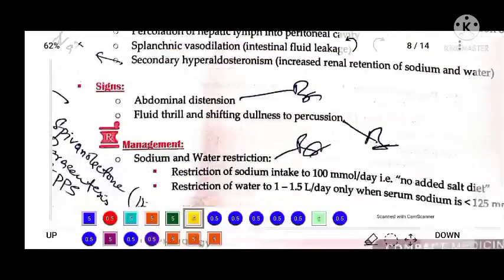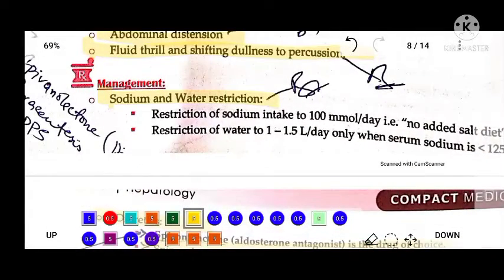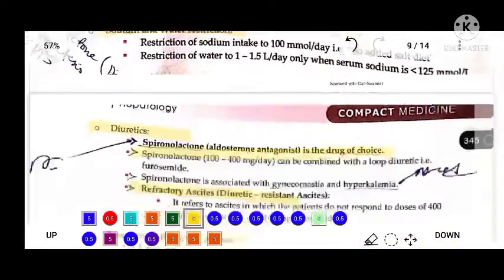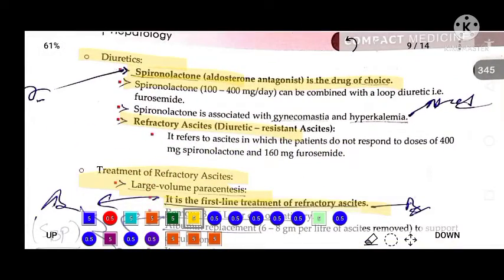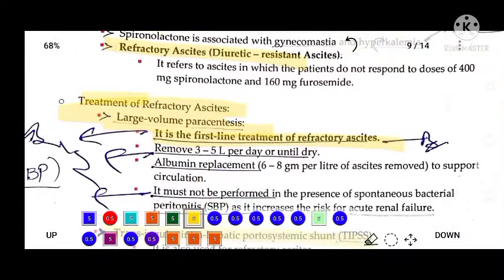Then the patient develops ascites, meaning peritoneal fluid greater than 500 milliliters, and because of hypoalbuminemia, ascites develops, abdomen becomes distended, fluid thrill and shifting dullness will be positive, and management will be water and sodium restriction, and giving spironolactone in order to decrease the ascitic fluid, furosemide, diuretics, and first line treatment for refractory ascites is large volume paracentesis. So in this way, ascites is treated.